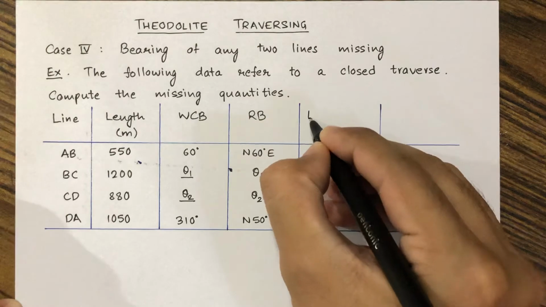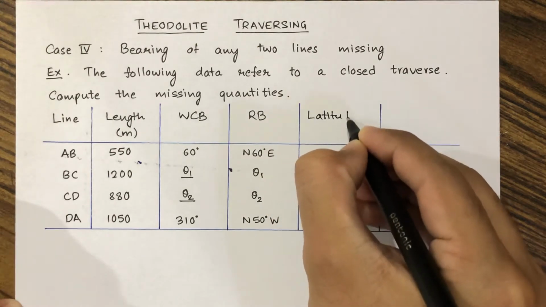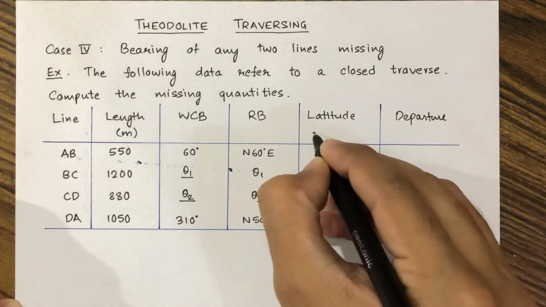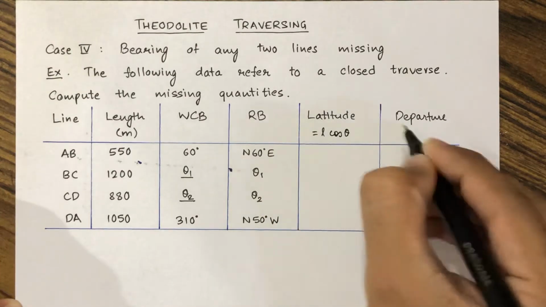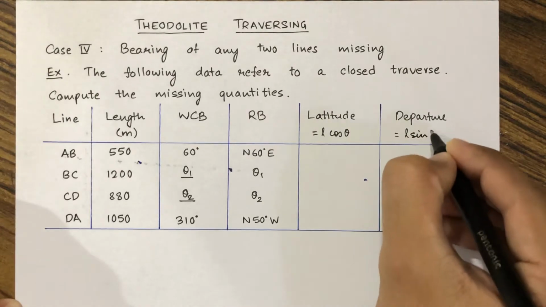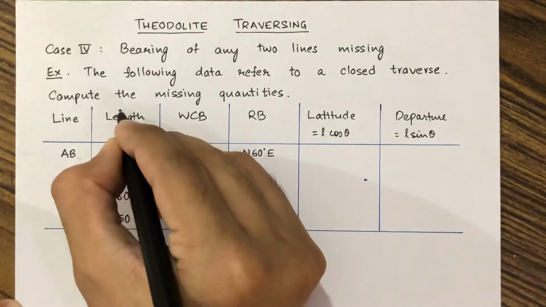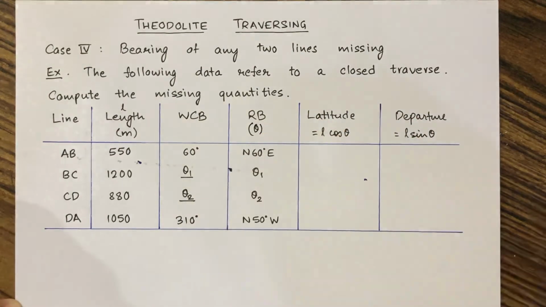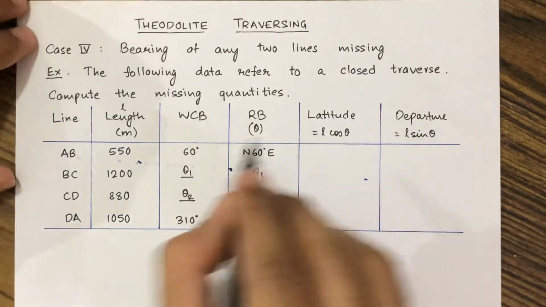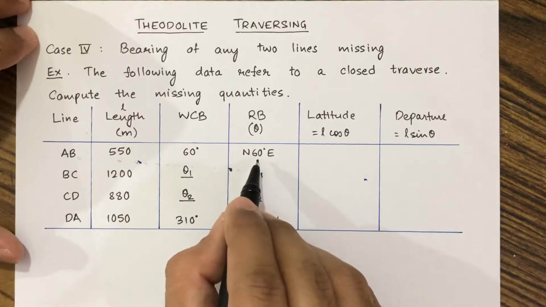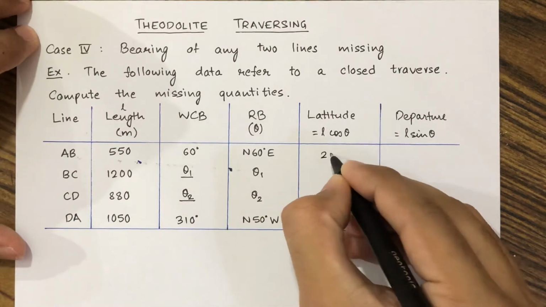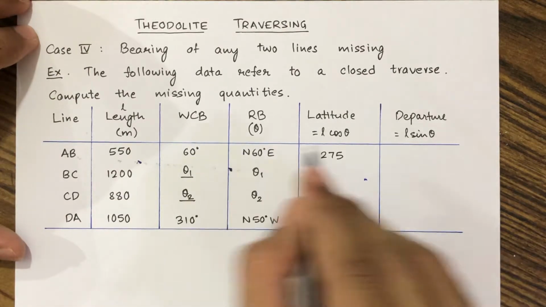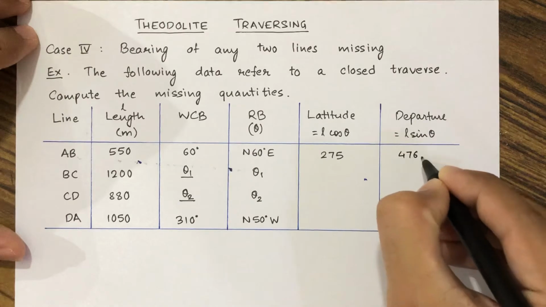Now we need to calculate the latitude as well as departure. So latitude is L cos theta and departure is L sin theta. L is this length and theta is this reduced bearing. So L cos theta, that is 550 cos 60, we get the value as 275. 550 sin 60 gives 476.31.